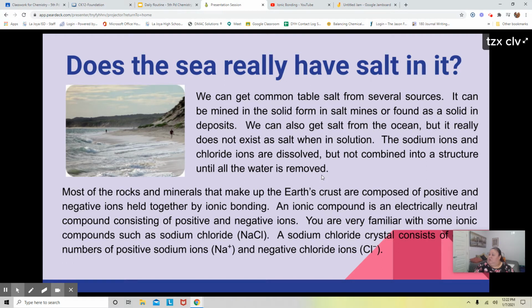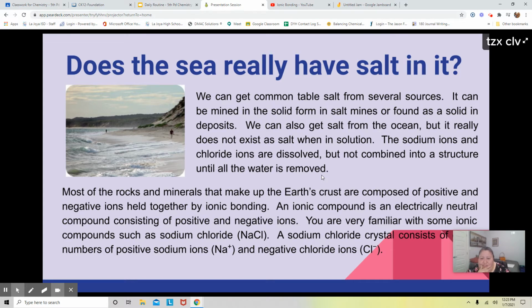Who's going to help with the introduction? We can get common table salt from several sources. It can be mined in the solid form in salt mines or found as a solid in the tablet. We can also get salt from the ocean, but it really does not exist as salt when in solution. The sodium ions and chloride ions are dissolved but not combined into a structure until all the water is gone. Thank you. Right.